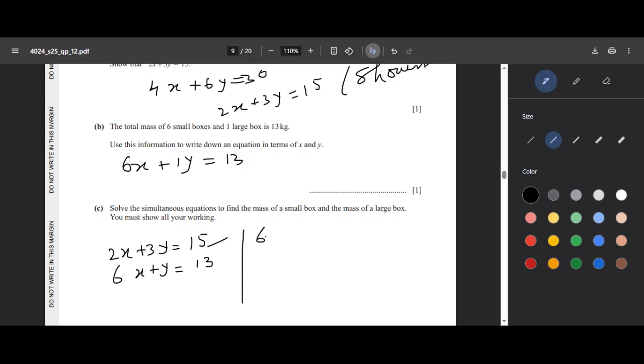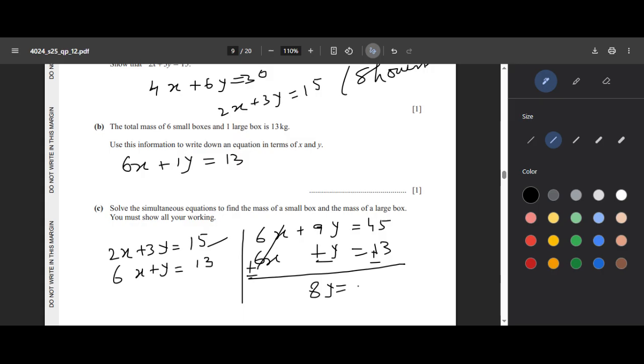So we will get 6x plus 9y is equal to 45, and 6x plus y is equal to 13. By subtracting, signs change, plus minus, 6x cancelled, 9 minus 1 is 8y is equal to 32, and y is equal to 4 kilogram.